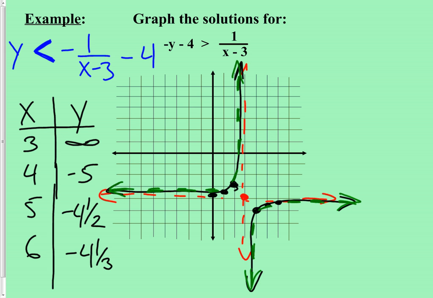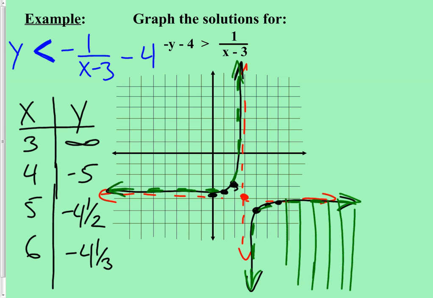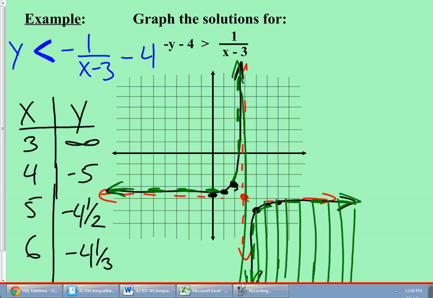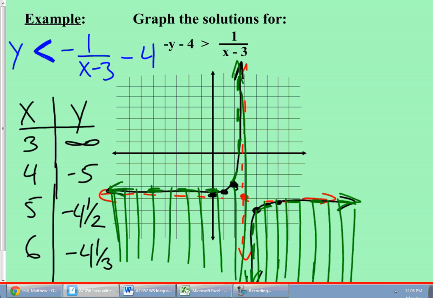Okay. And the inequality says y is smaller than the graph. So once again, from the equations that we have, we're shading towards the smaller y values, so downward from each of the curves. So that is what it would look like.